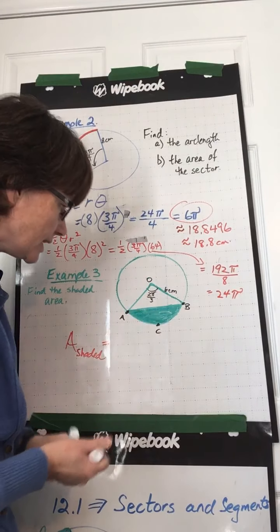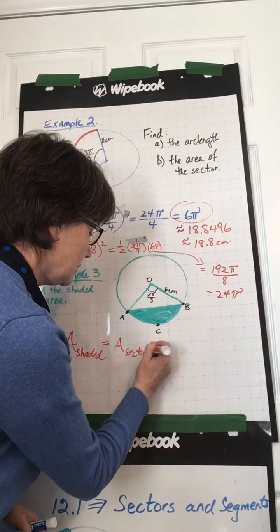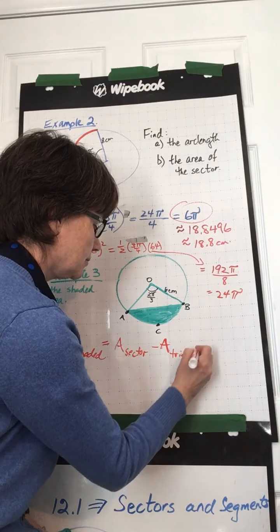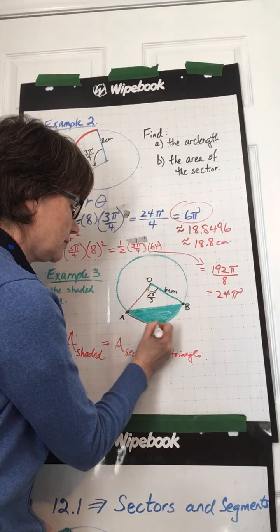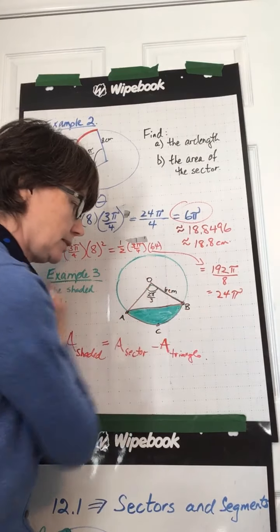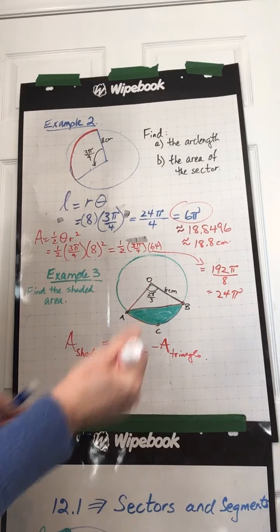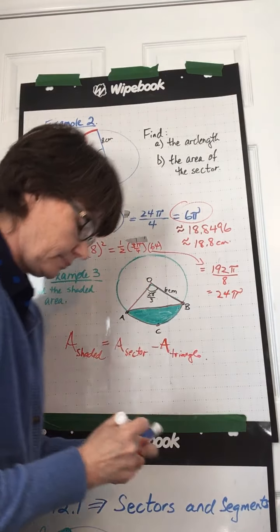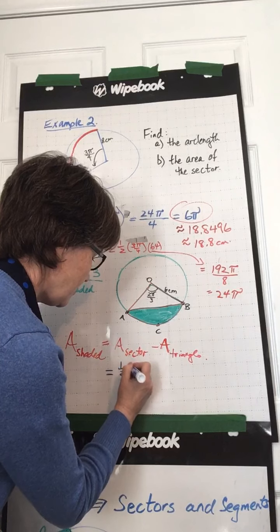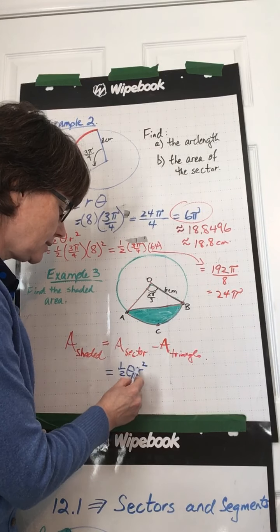So the area of the shaded region will be the area of the sector, subtract the area of the triangle. Okay, so here's the sector, that pie shape. Here's the triangle. And then that will give us the shaded area. Alrighty, so area of the sector, we can do that. Area of the sector is 1/2 theta r squared. Do we have everything we need there? Do we have theta? Yes. Do we have r? Yes.